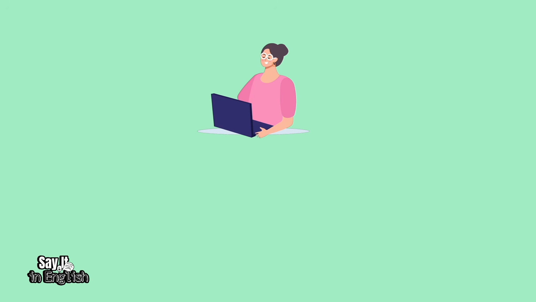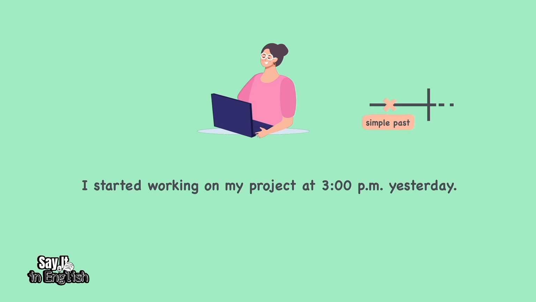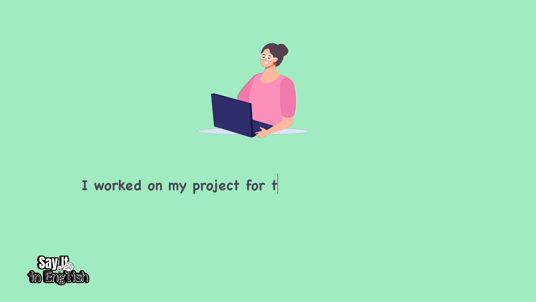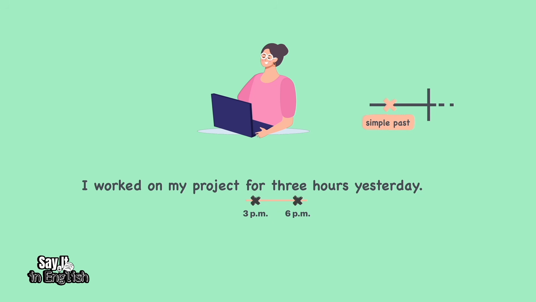In the sentence, "I started working on my project at 3 p.m. yesterday," the simple past verb, started, is a short action. In the sentence, "I worked on my project for 3 hours yesterday," the simple past verb, worked, shows a long action.